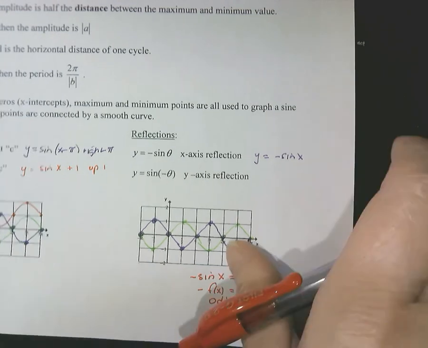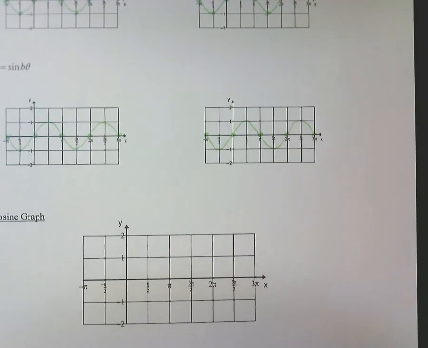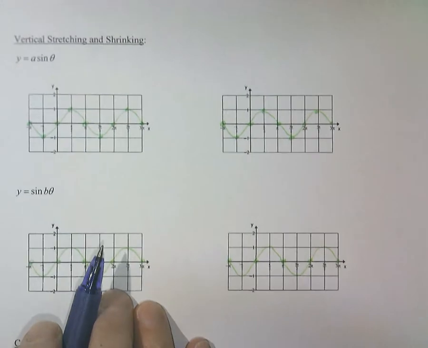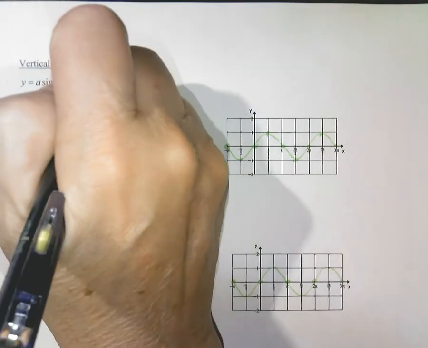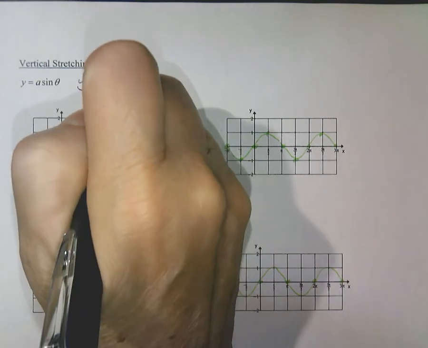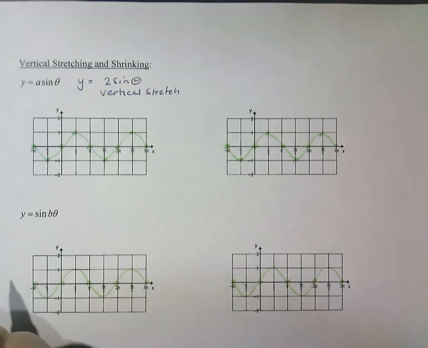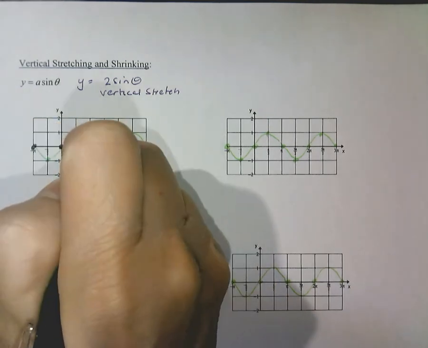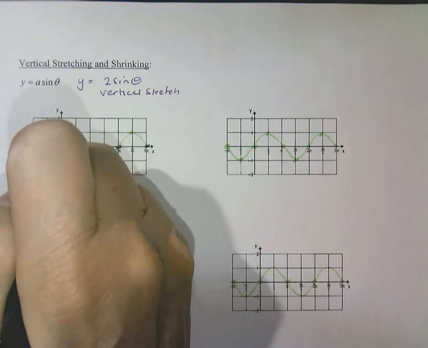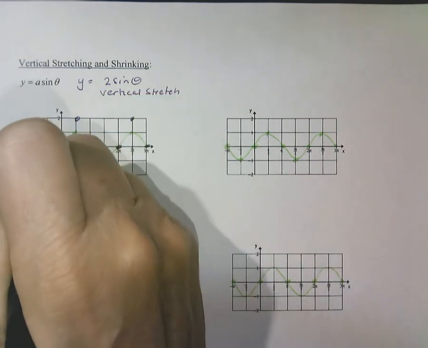And we can continue this idea with transformations. Here's one if I change the value of a. So let's make a 2. That is going to be a vertical stretch, because my amplitude is 2. All my x-intercepts stay the same, but I'm going to stretch all these maximum and minimum values.